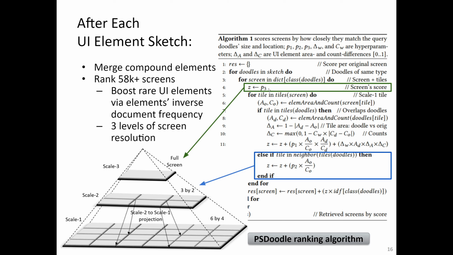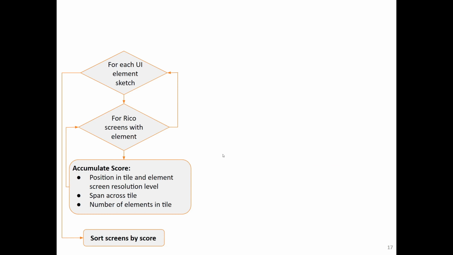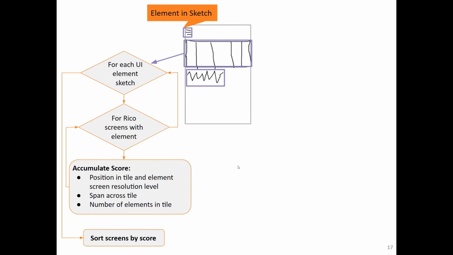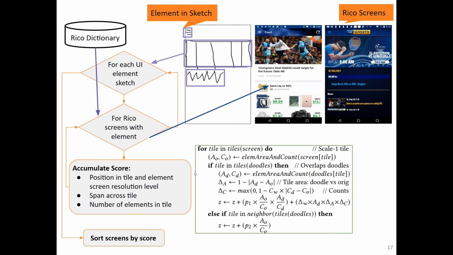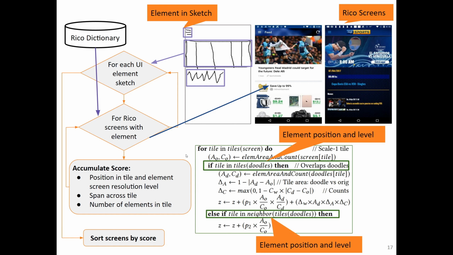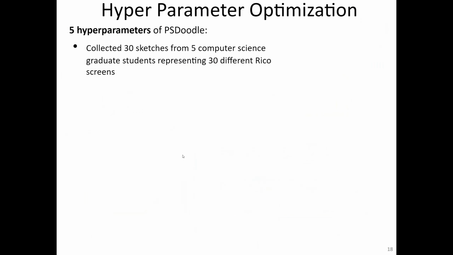This is the part of the algorithm that focuses on scale 1, scale 2, and scale 3 matching. This is the visualization of the algorithm of PSDoodle. For each UI element present in the sketch, it uses the Rico dictionary to extract those screens and gives a score based on their position in the tile, or element resolution, level, spanning, and the number of elements present in those tiles. Next, the 5 hyperparameters of PSDoodle control the contribution of those scale, level, resolution, spanning, and UI element presence.